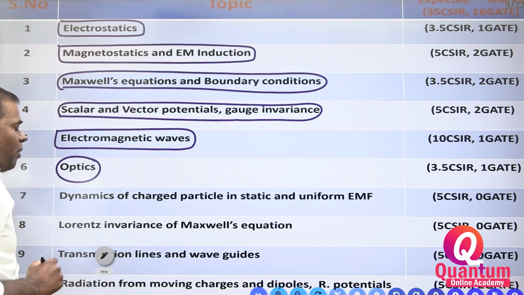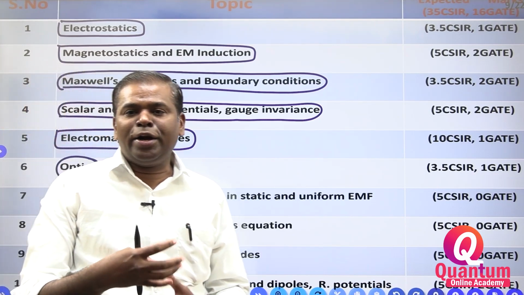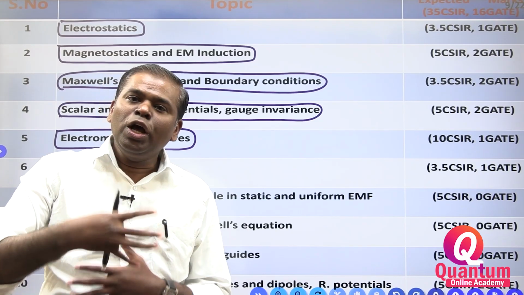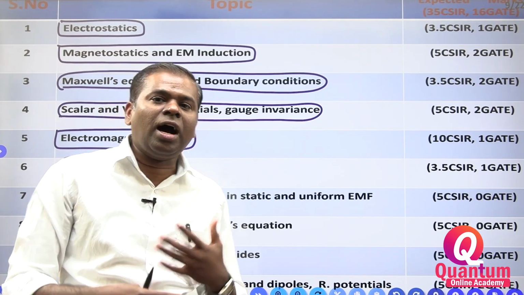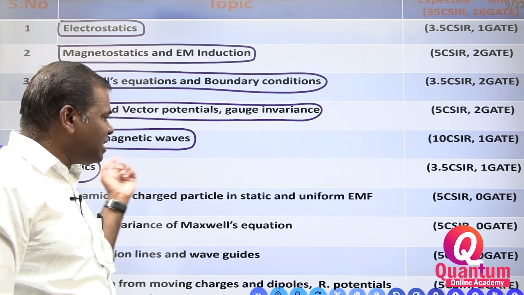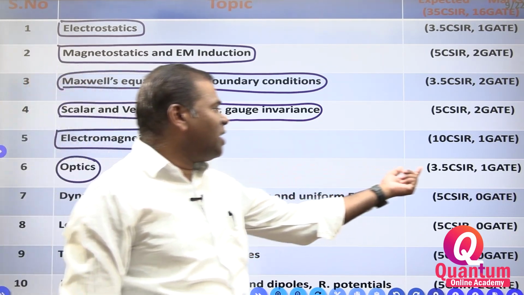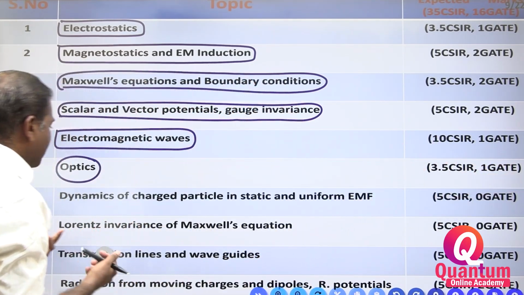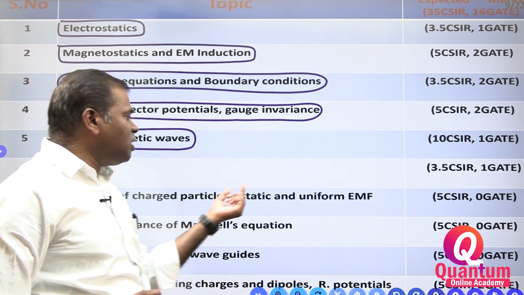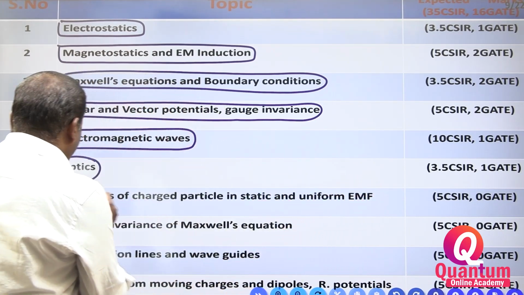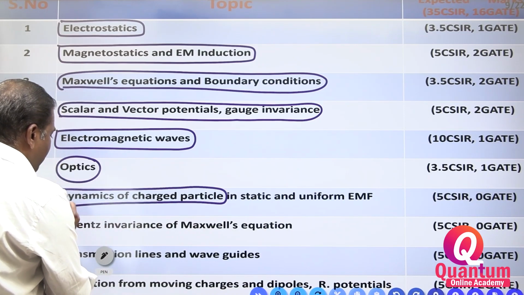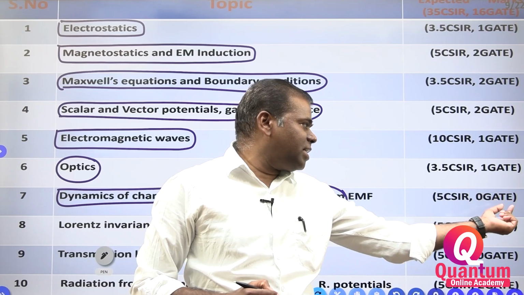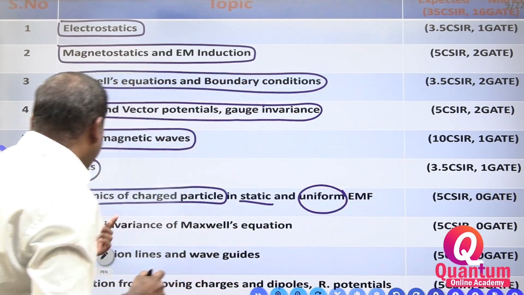Optics, this is very, very important. Reflection, refraction, polarization, interference, diffraction, total internal reflection, Brewster's law, all the optical phenomena we discuss here. 3.5 marks in the CSIR examination, 1 mark for GATE. Dynamics of a charged particle in static and uniform electromagnetic field: 5 marks in CSIR, 0 marks in GATE.